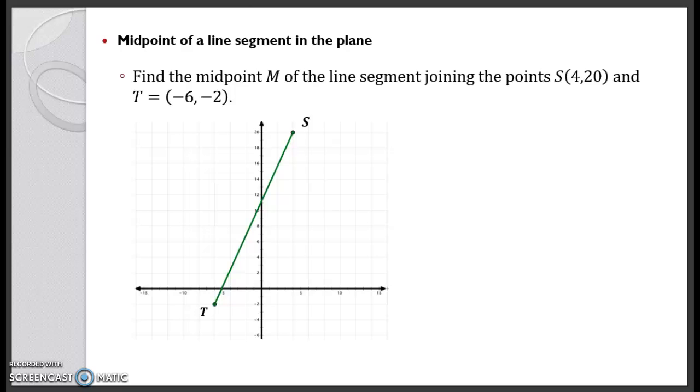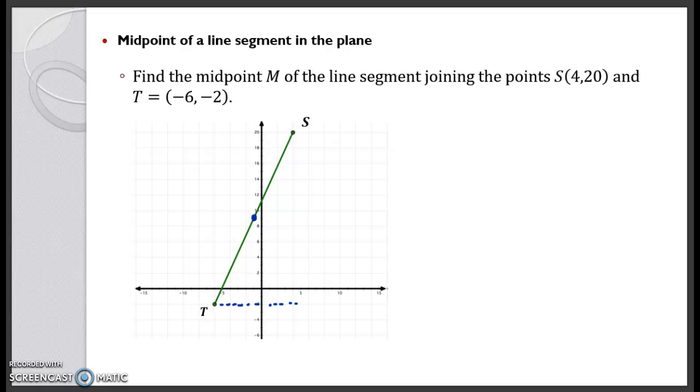What is a midpoint? A midpoint is on this line segment. It's the exact middle point. So how do we find the exact middle of things? Well, think of it as finding the average. So what we're going to do is find the average of the horizontal distance.